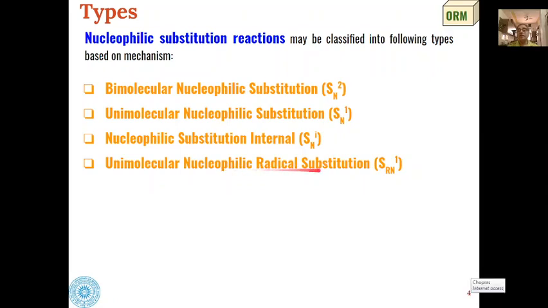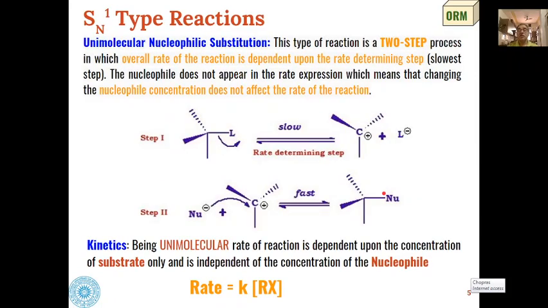And in the next lecture, that is the third lecture, we will discuss unimolecular nucleophilic radical substitution, that is SRN1 type of reaction, and these are also called single electron transfer substitution reactions. So in the next lecture we will discuss the mechanism of these types of substitution reactions. In the present lecture, we will discuss mainly unimolecular nucleophilic substitution reaction.